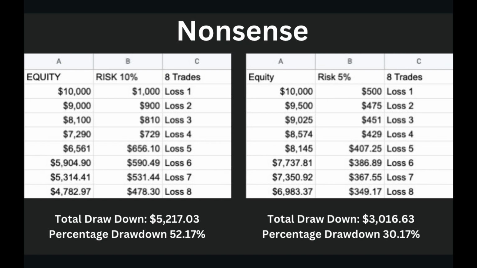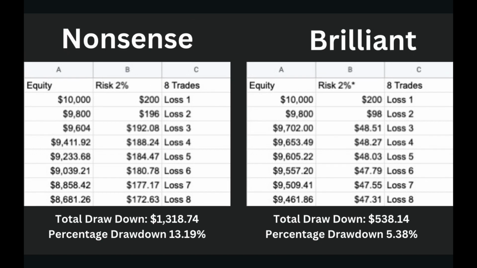Poor trading. Same thing here for 2%. 2% per trade, going down from 10,000 all the way to 8,000 in change. If you take another 8 losing trades, you're wiping this account quickly. However, the brilliant trader is risking 2% and lowering the risk each time. This makes sense. Stop making trading hard.